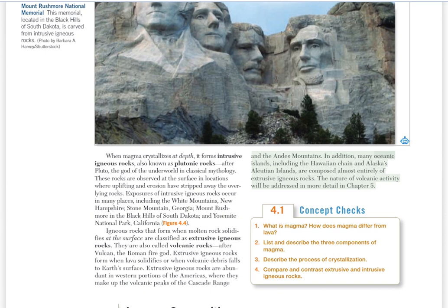In addition, many oceanic islands, including the Hawaiian chain and Alaska's Aleutian Islands, are composed almost entirely of extrusive igneous rocks. The nature of volcanic activity will be addressed in more detail in Chapter 5.